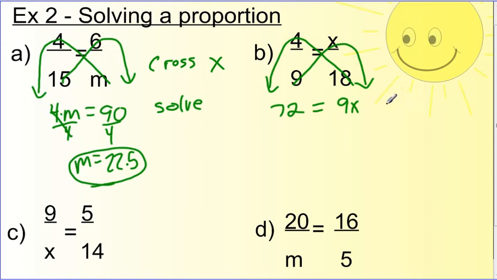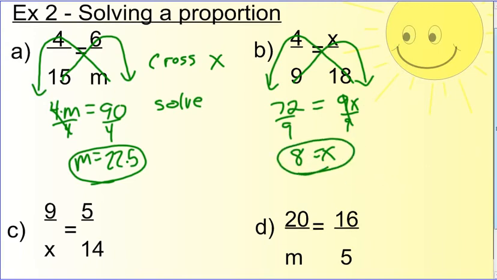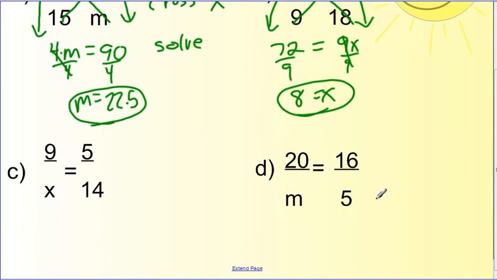Now, second step is solve. My variable is being multiplied by 9, so I divide by 9. Cancel. X equals 72 divided by 9 is 8. That's it. That's all there is to it. So we're just going to do that same thing like a bazillion times.